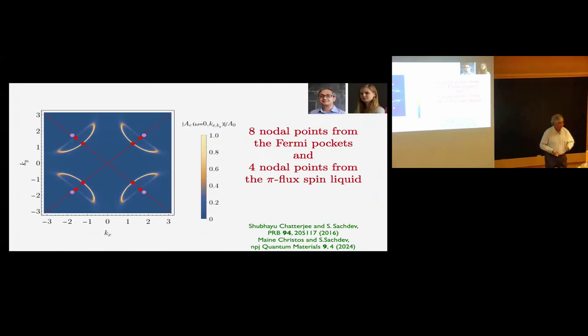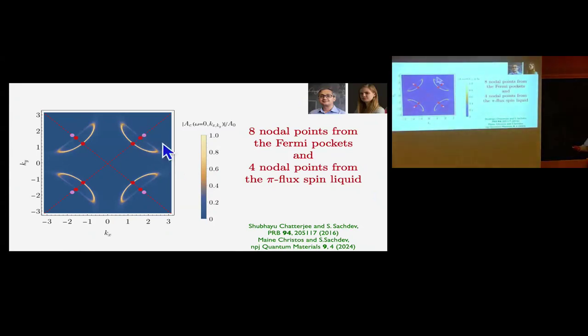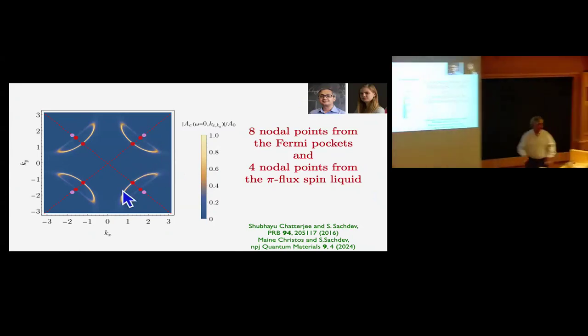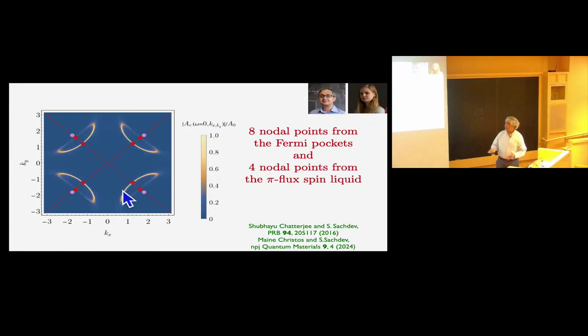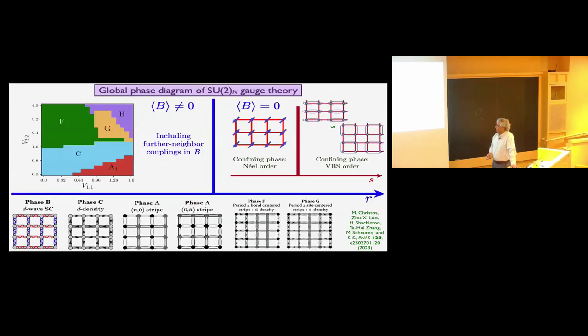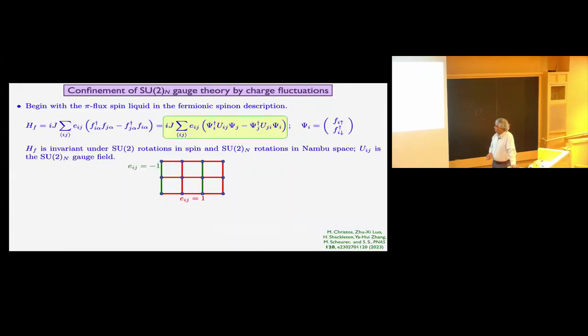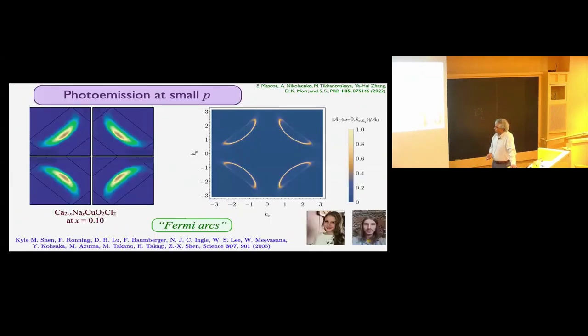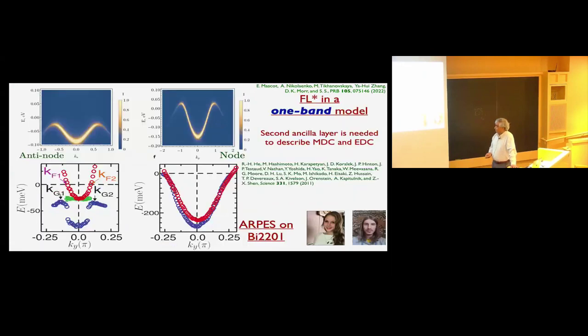Can you also explain the intensity on the arcs? Because in the experiment... Yeah, this is an actual calculation from the Ancilla model. This is the intensity. But experimentally, there's more intensity in the middle of the arc. Oh no, I don't. This kind of thing we did do. That's what this calculation is all about. We also look at line shapes and everything. This is in the nodal region. That's the antinodal region where there's a gap.